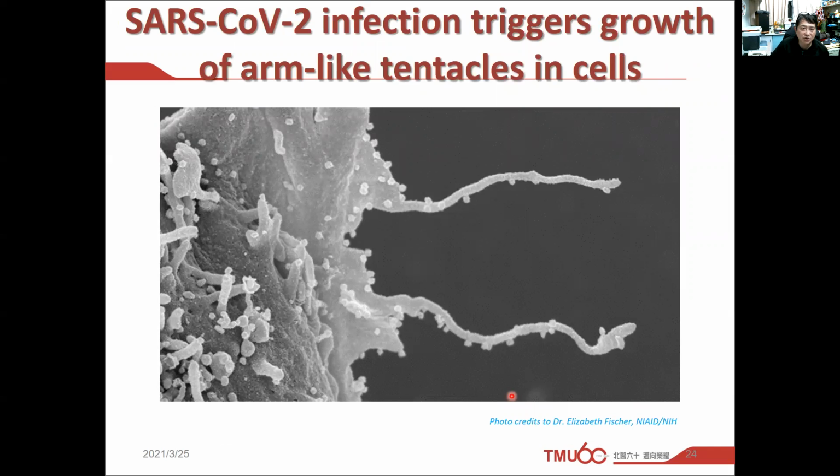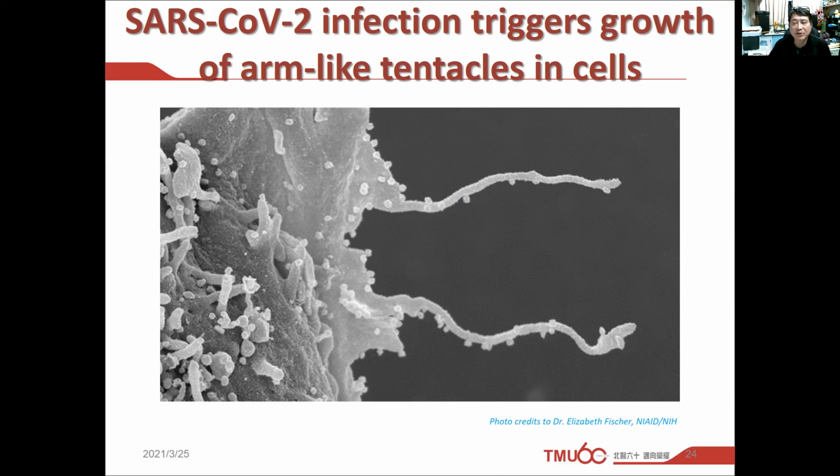Okay, this picture shows this whole, as you mentioned previously, the host cells were growing like a tentacle shape, and we believe that it can help SARS-CoV-2 virus budding from this pseudopodia structure here.